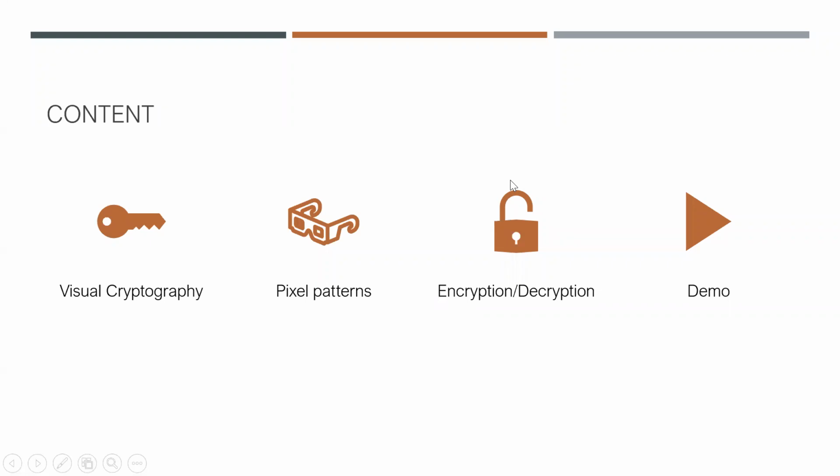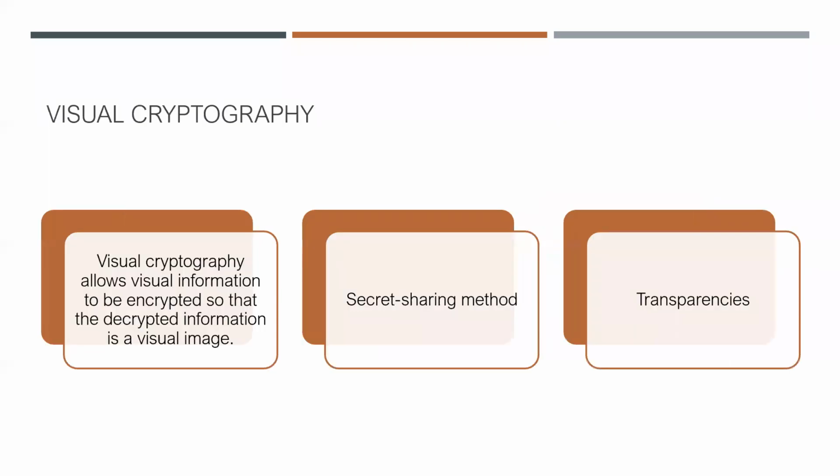Here are some of the topics that we'll be discussing: visual cryptography, pixel patterns, encryption and decryption, and we'll also be seeing a demo of the prototype. So what is visual cryptography? It is a cryptographic technique which allows visual information such as pictures and text to be encrypted in such a way that the decrypted information appears as a visual image.